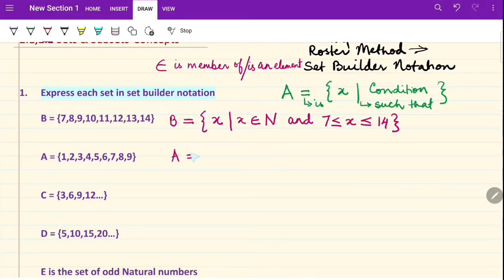So A equals, which reads as A is, open your curly brackets, then X, then the vertical bar, which means X such that X belongs to the set of natural numbers and its only value starting from 1 to 9 inclusive. So and 1 less or equal to x less or equal to 9, and close your curly brackets. All right.